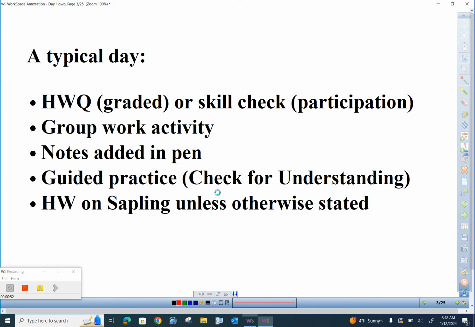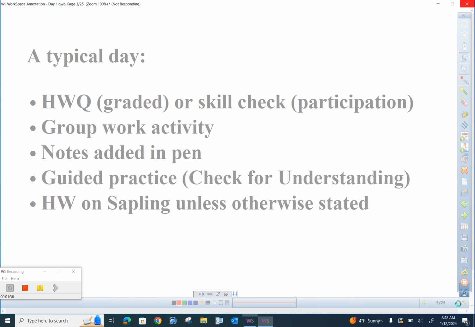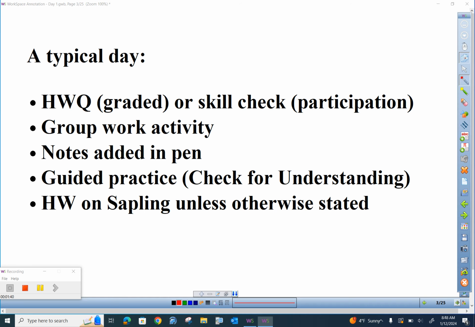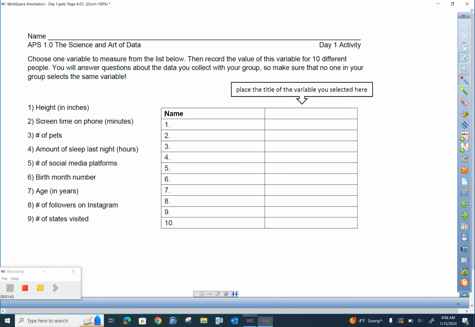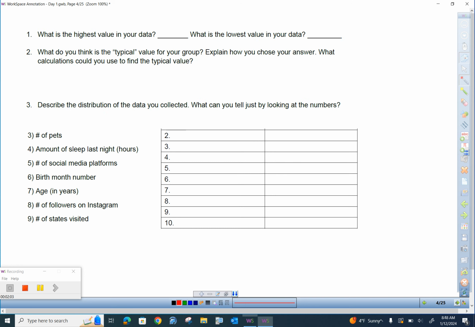Okay, so starting out here, we're going to do this activity. And with this activity, this is the part that unless you're in class, you're not going to be able to do, because it asks you to survey 10 people about one of these things. Okay, so I'll let you read through what you missed here, but then we're going to move on to the notes about it.